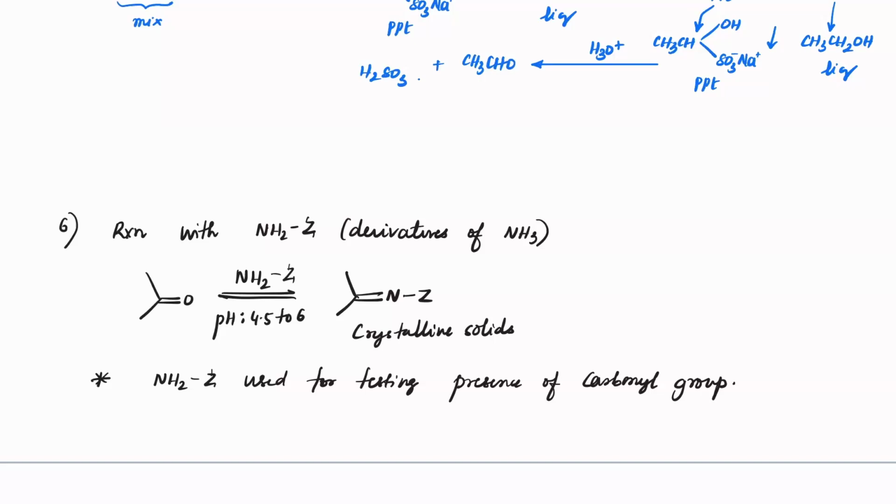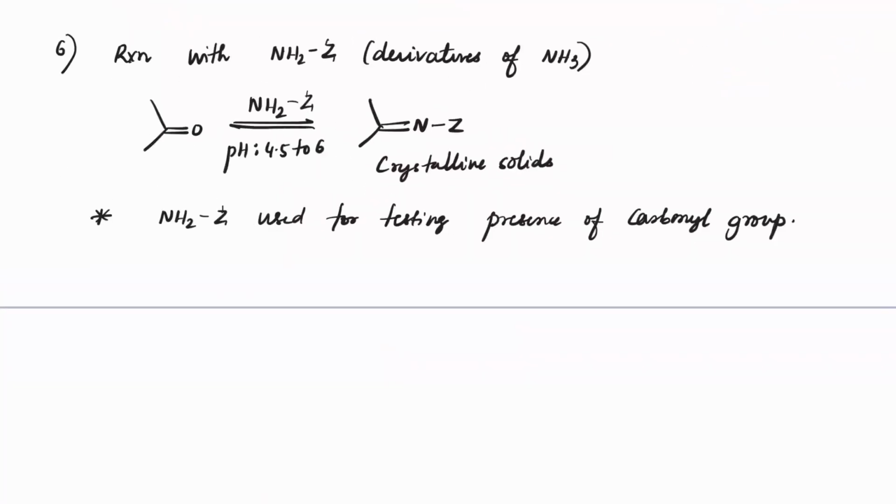Let's see the next reaction set. The next reaction is the reaction with ammonia derivatives. This is ammonia. If you remove one hydrogen and replace it with some group Z, any group Z, then that becomes an ammonia derivative.